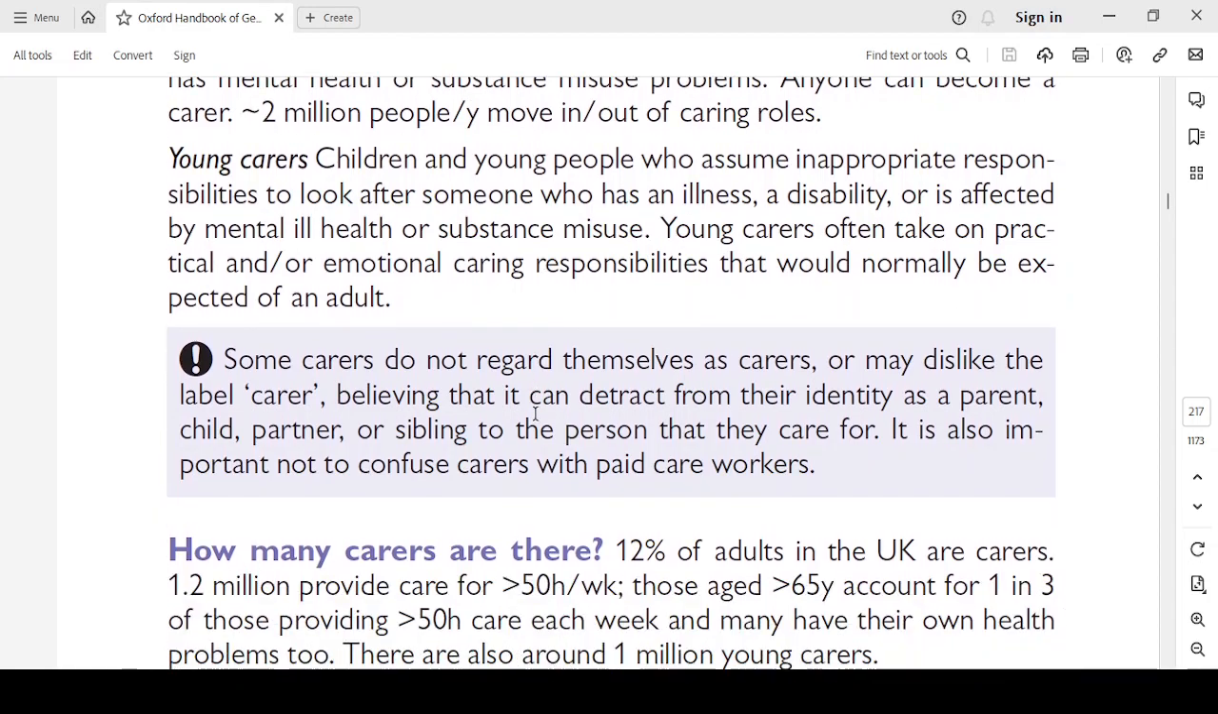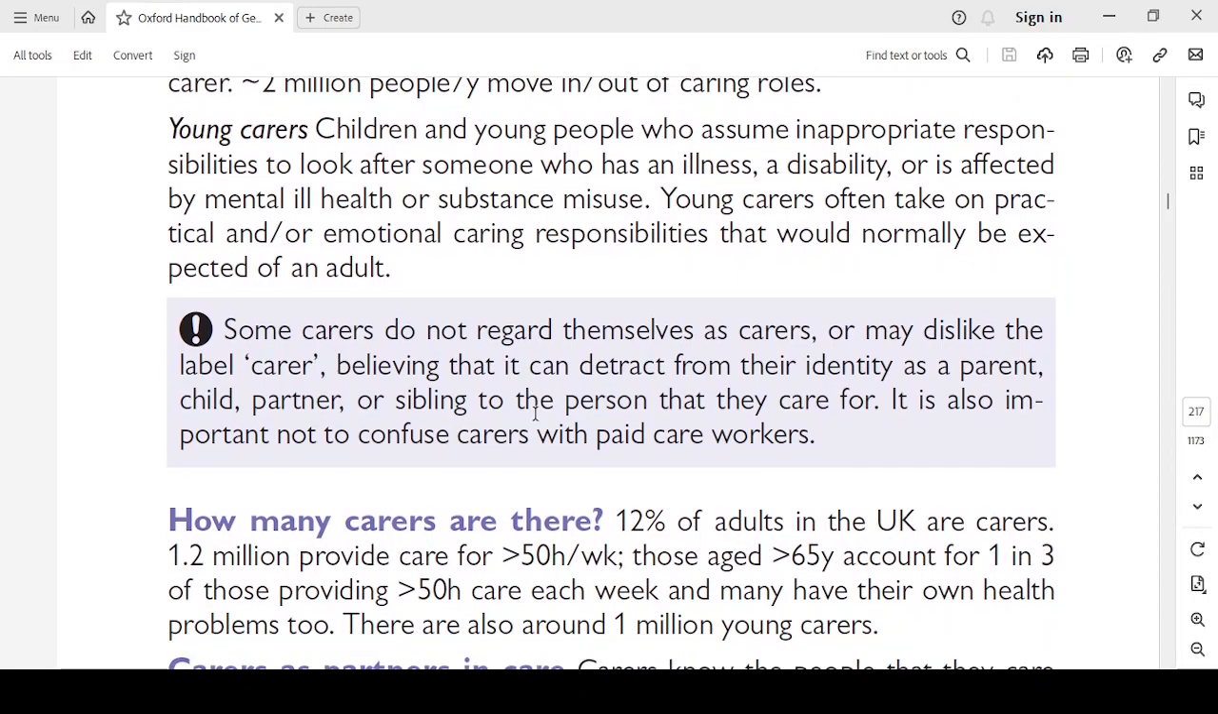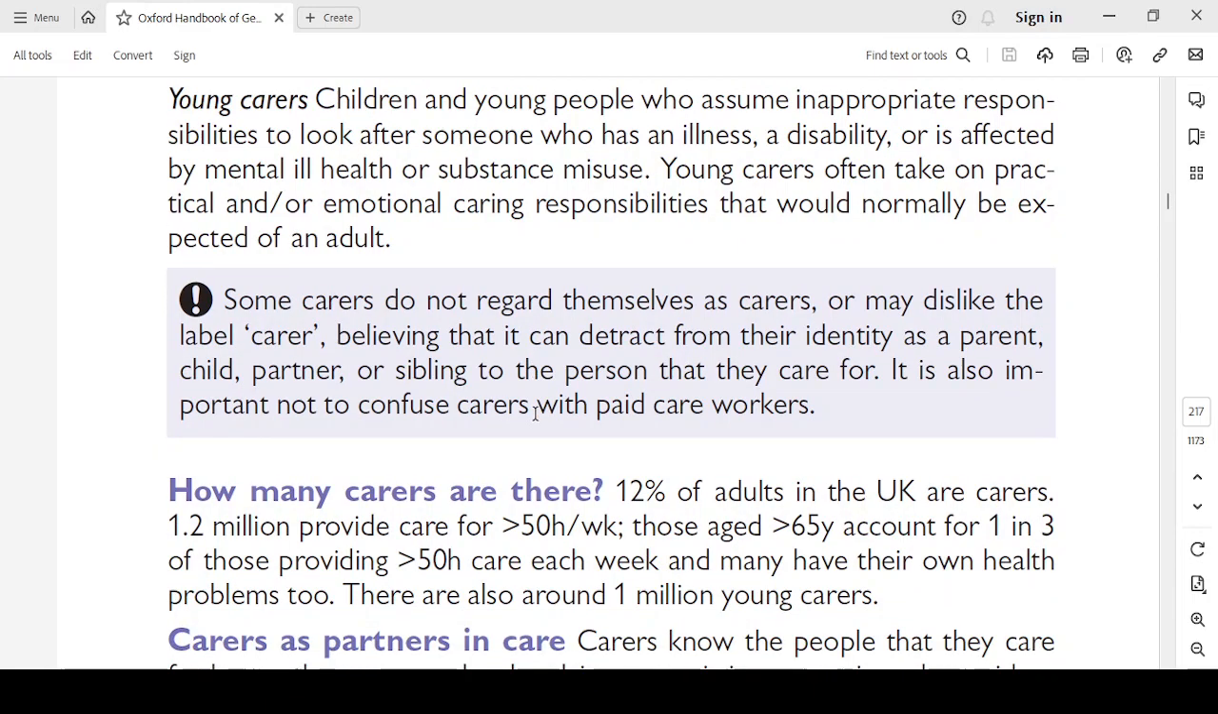Young carers, children and young people who assume inappropriate responsibilities to look after someone who has an illness or disability, is affected by mental ill health or substance misuse. Young carers often take up practical or emotional caring responsibilities that would normally be expected of an adult.